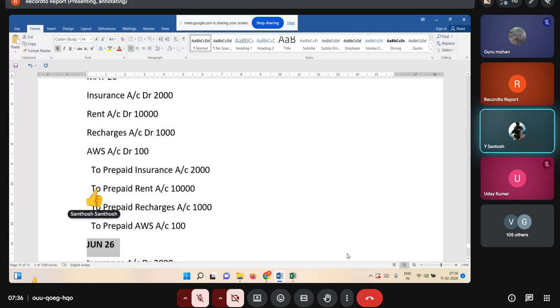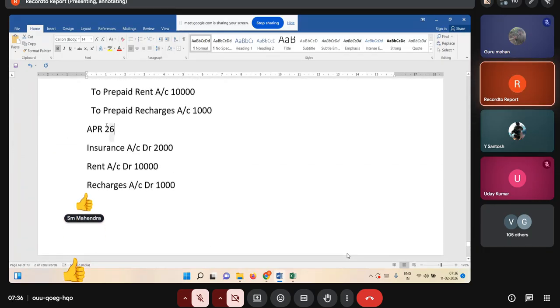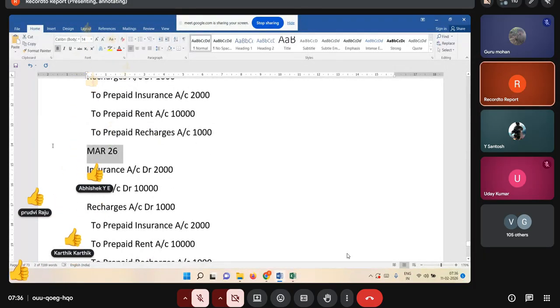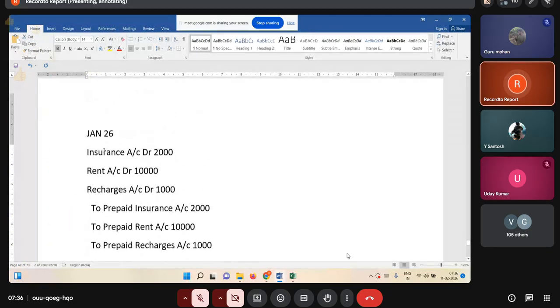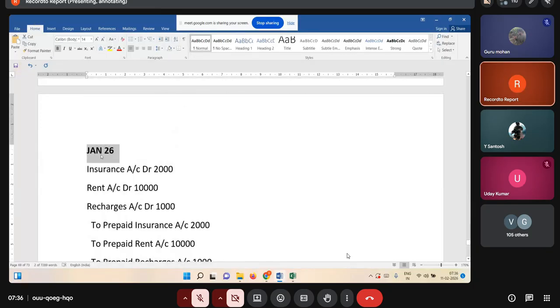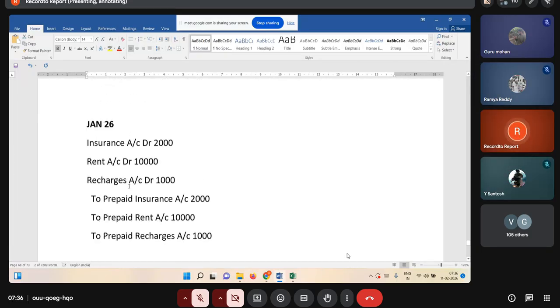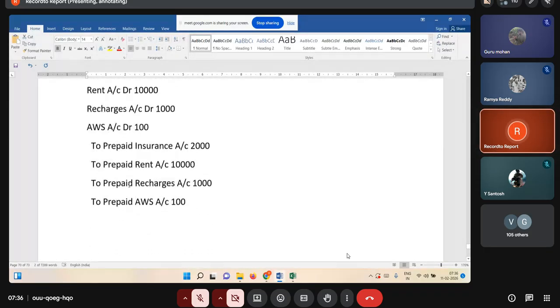Is it clear? Any doubts in the schedule preparation and how to record the transaction? Any doubts? Okay, fine. Now, we have seen prepaid expenses.